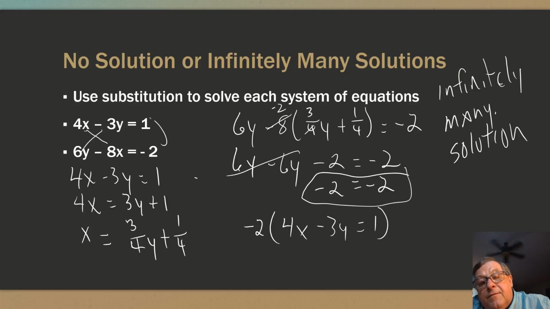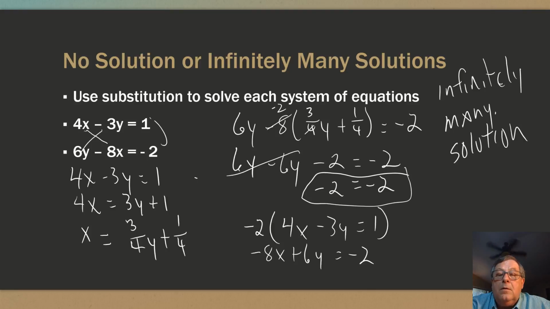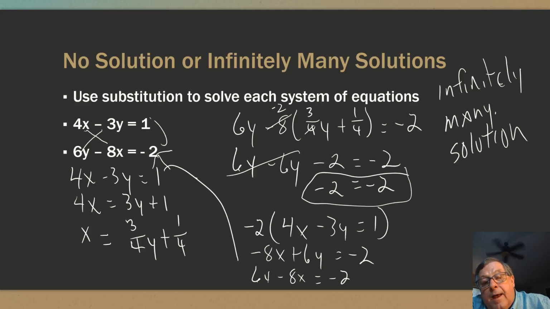And if I did so, I'd have -8x plus 6y equals -2. And I could rearrange that and just say that 6y minus 8x equals -2. And that's the same thing as that second equation. And therefore, it's the same line. And we know if it's the same line, it's consistent and dependent, and there are infinitely many solutions.